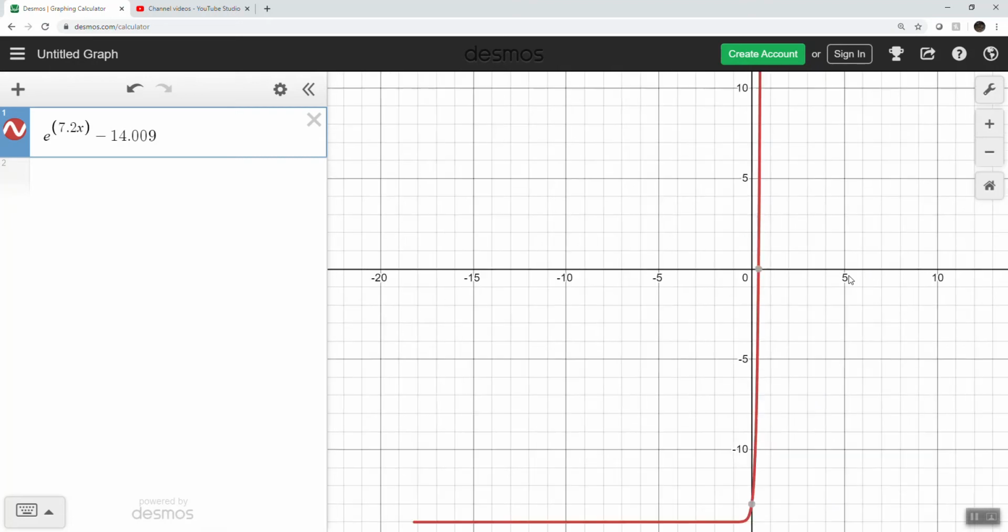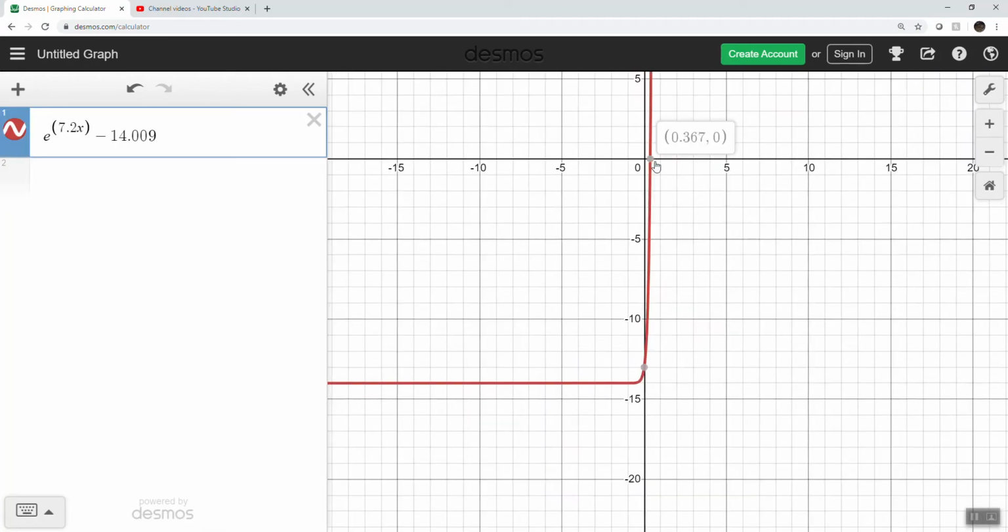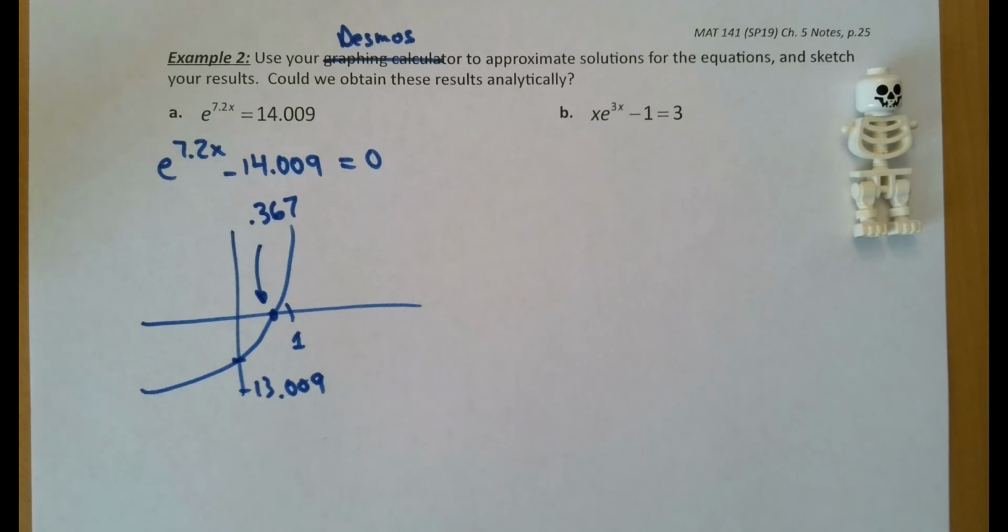If I zoom out a little, you can get a fuller picture of it. Maybe we want to show the y-intercept too on our graph to be nice and accurate. And then that solution is approximately 0.367. This is what I put on my paper. If I was grading your exam, this would get full credit.